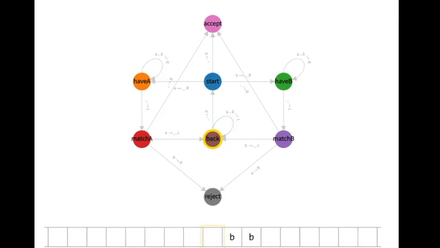Here, it goes to the left until it finds an empty space. And then, once it finds the empty space, it goes back to start and then starts moving to the right. This process is repeated until the string is empty. Once the string is empty, it goes into the accept state.